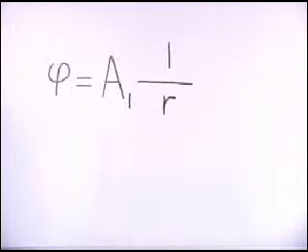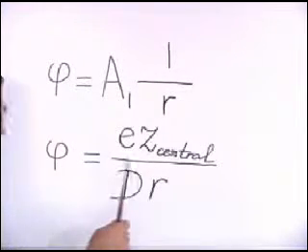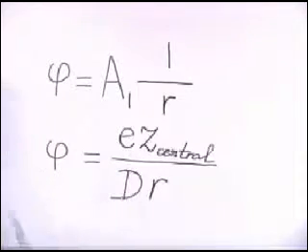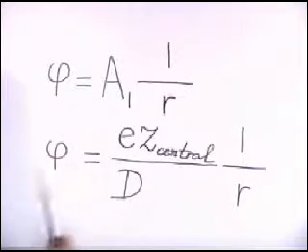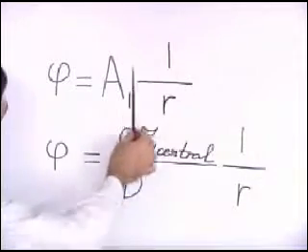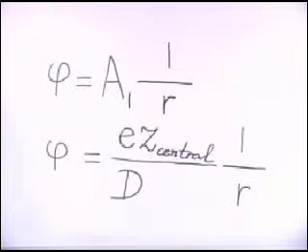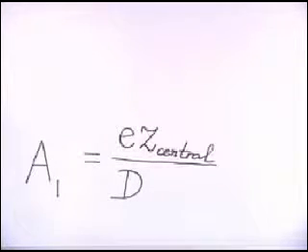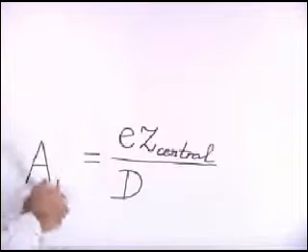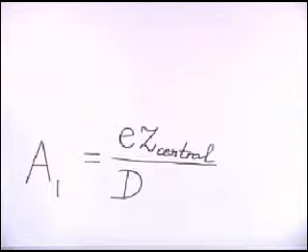On the other hand, if there is only a central ion and there is no ionic atmosphere, the potential at the distance r from the central ion will be, where Z central is the valency of the central ion. These two expressions pertain to the same conditions at infinite dilution. Therefore, we see the value of the constant A1 is equal to this expression. And now we can replace the value of A1 in the general expression for the potential phi.